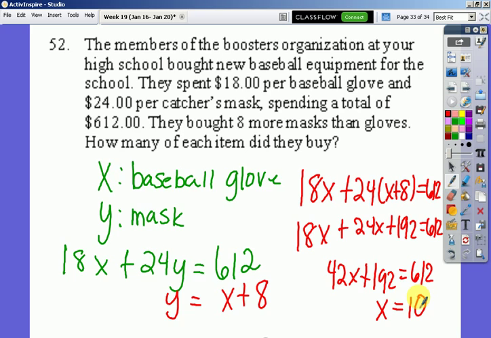So how many baseball gloves did we buy? We bought 10 baseball gloves. And how many masks? 18 masks.